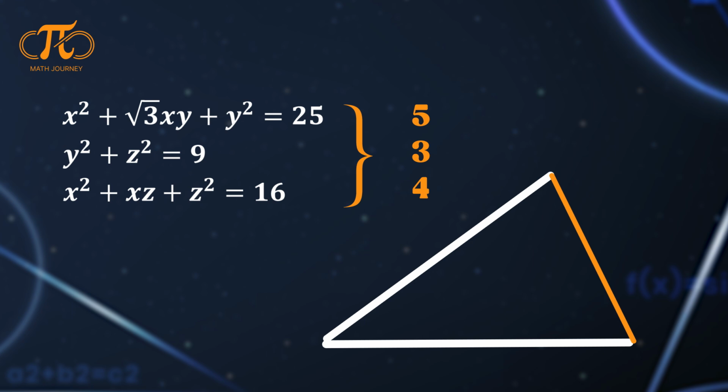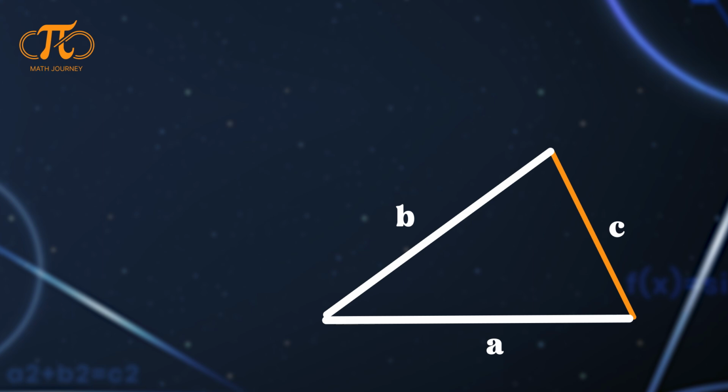But there's more. Consider the fact that x squared, y squared, and z squared are lengths. When multiplied, these might relate to areas. This idea strengthens the possibility of using geometry to solve the problem.